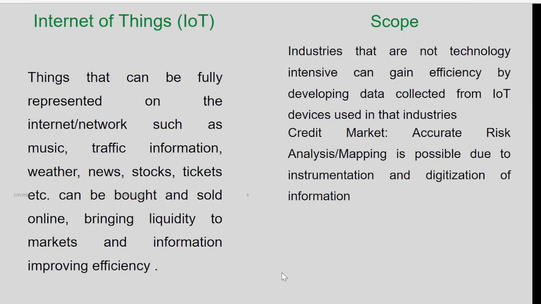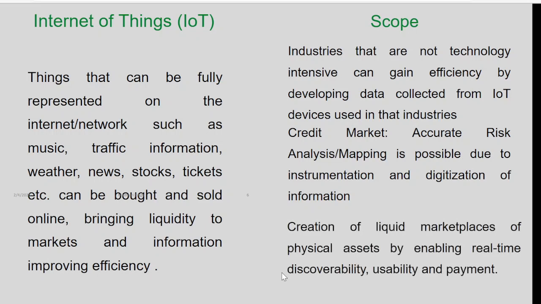In the credit market, we have seen that the credit market typically suffers from asymmetric information, the problem of moral hazard, and adverse selection, right? So for the credit market and the associated problems, accurate risk analysis or mapping is possible due to instrumentation and digitization of information. This will lead to the solution of the problem. We'll see how later on.